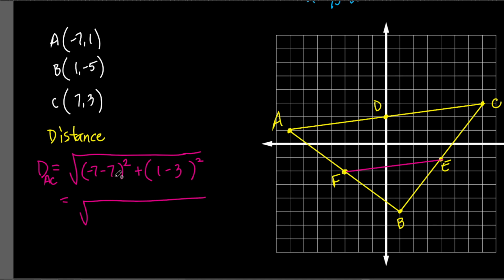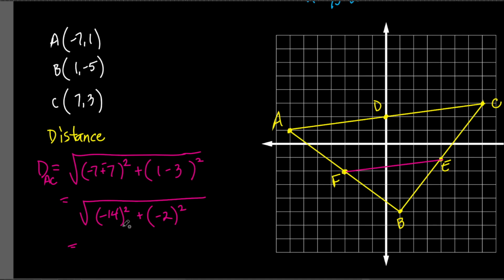Keep the square root there. Don't forget that. What's negative 7 minus 7? We did this yesterday, I think. Same exact numbers. It's negative 14. Add a line, change the sign. It's negative 14, and we square that. What's 1 minus 3? It's negative 2, and we're going to square that.